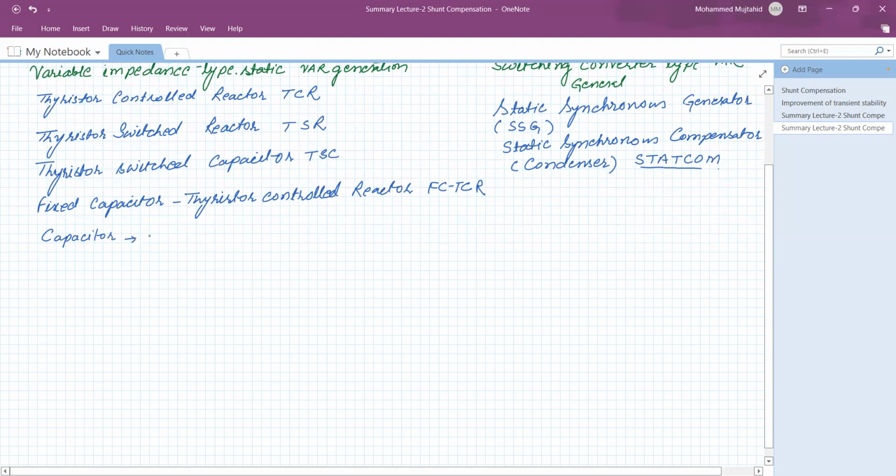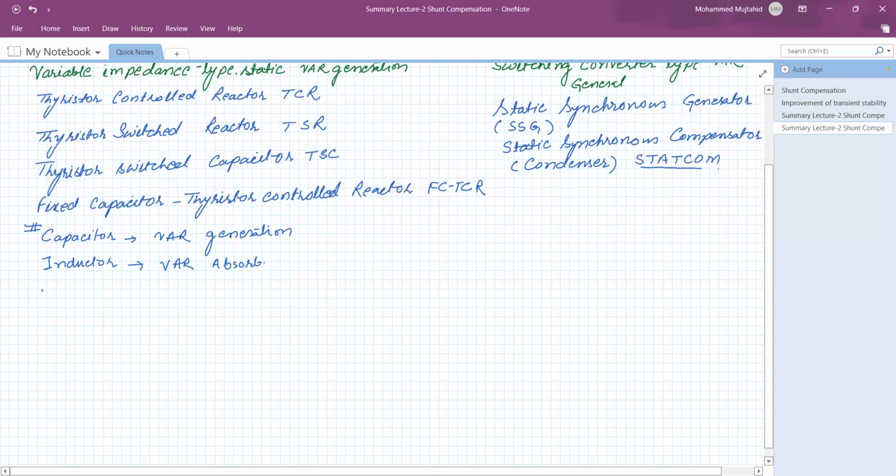So it is a VAR generation because it provides the reactive power to the transmission line. Whereas if it is an inductor, it is a VAR absorber, or it absorbs the VAR which is from the transmission line.